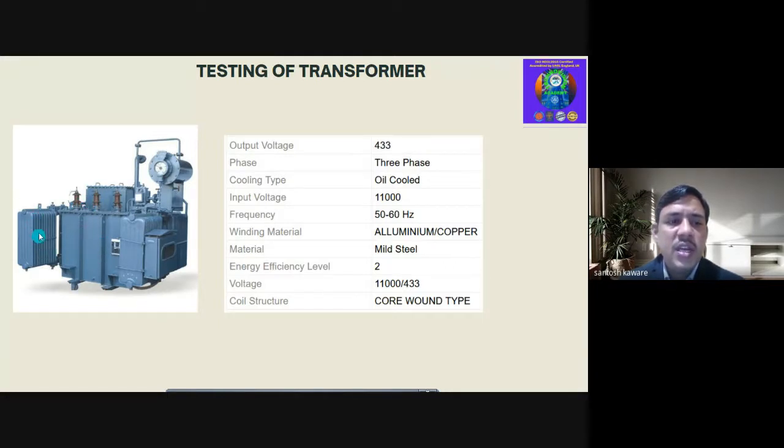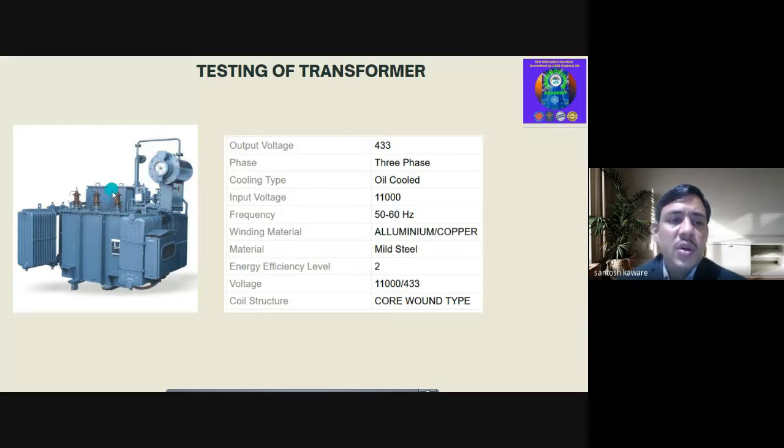Here radiators are provided. Oil is circulated through the radiators. Then we have our conservator tank, where a particular oil level is maintained. This is a MOG, that is a magnetic oil gauge, which will show you how much oil is there inside the tank.